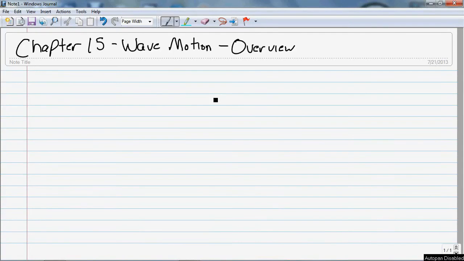Chapter 15 is entitled Wave Motion, and this chapter is going to be important because it builds on many topics that we will be discussing later on in the semester, and will apply to not only physical waves but electrical waves. Many of the properties that we talk about, you're going to find a lot of the same relationships. So we'll talk about wave motion.